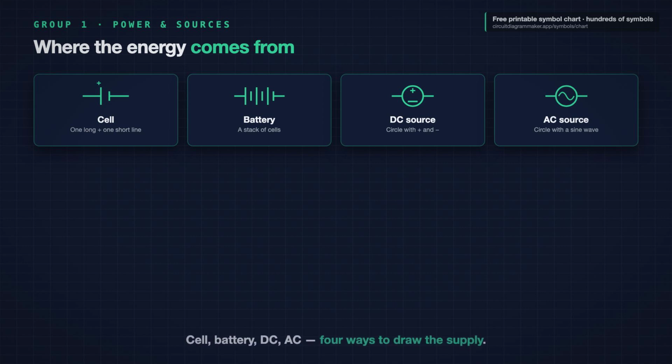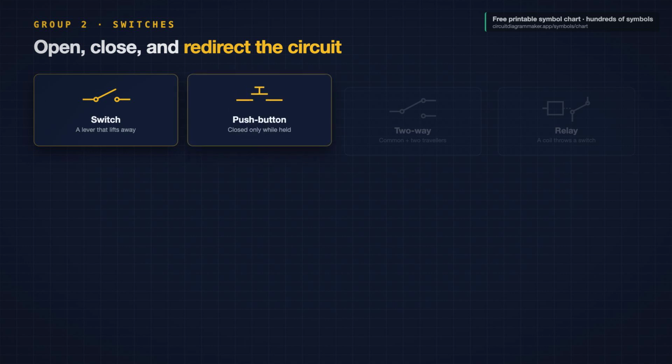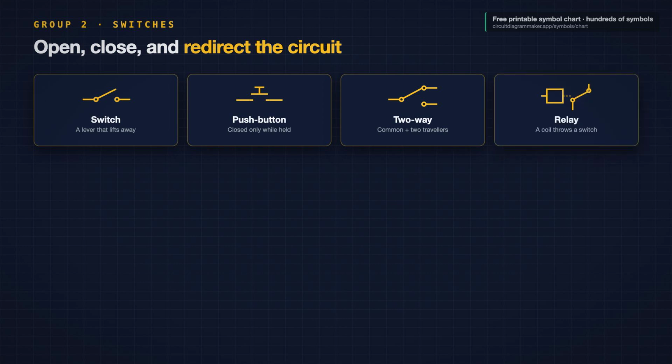Group 2, switches. These open and close the circuit. A simple switch is a break in the line with a lever that lifts away. A push button is one you hold, a little cap on 2 contacts, closed only while pressed. A two-way switch has a common terminal and 2 paths for stair lighting, where 2 switches control 1 light. And a relay is a coil that throws a switch for you, an electrically operated switch. Switch, button, two-way, relay. Open, hold, redirect, and remote control the circuit.